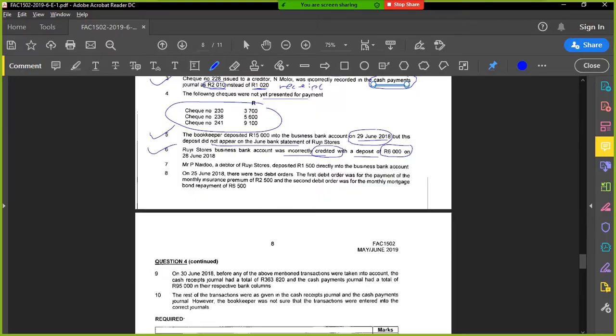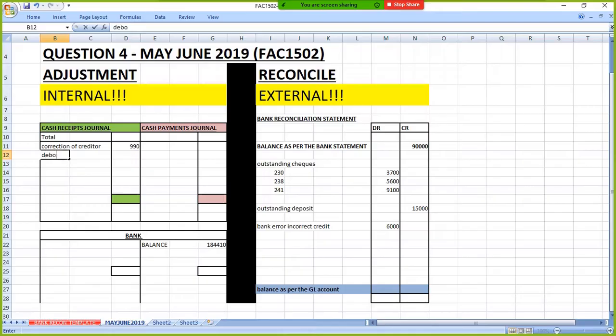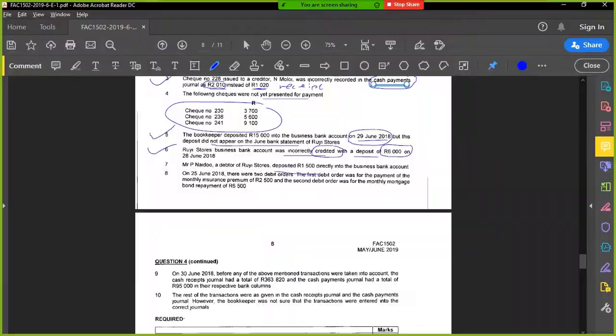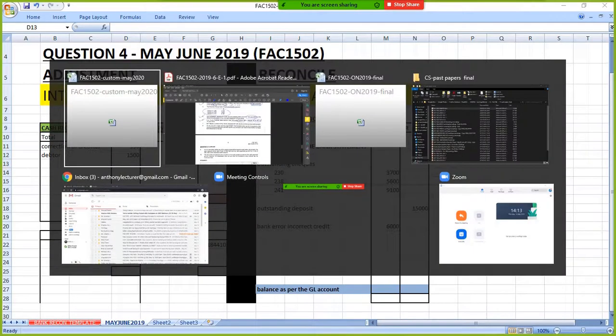Number 7, Mr. P, a debtor of R, deposited 1,500 directly into the business bank account. Right, so again, just to reconcile, the actual bank statement shows the deposit. We haven't. So this deposit is going to go here as an adjustment. Debtor, how much? 1.5. Okay, the bank statement has it, we don't, we need to adjust.